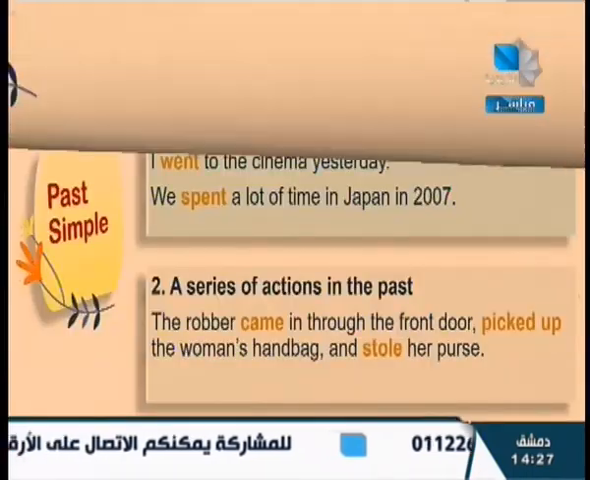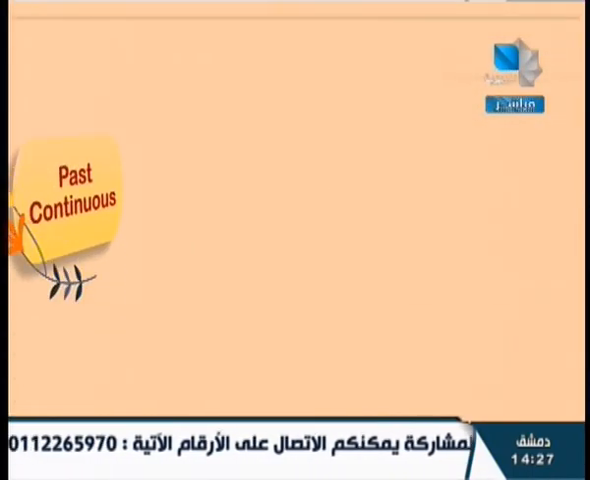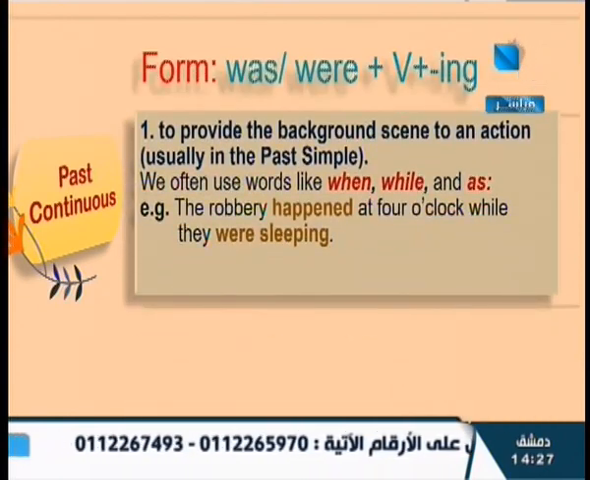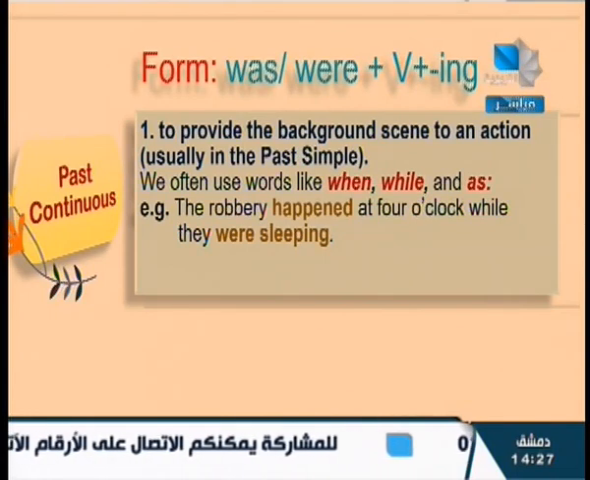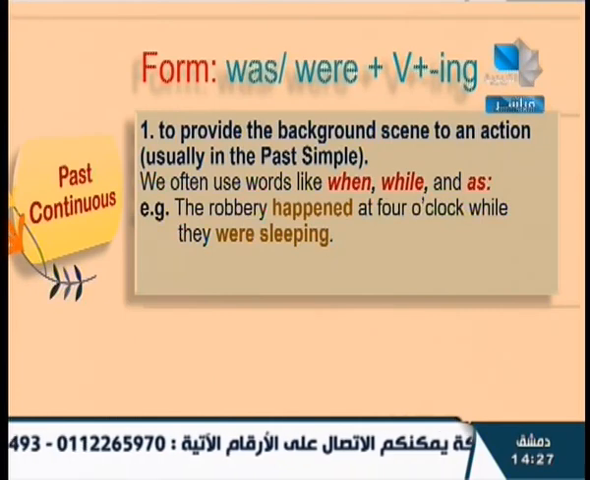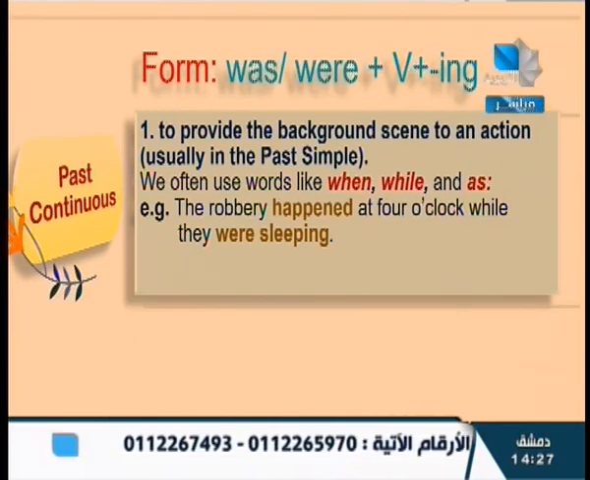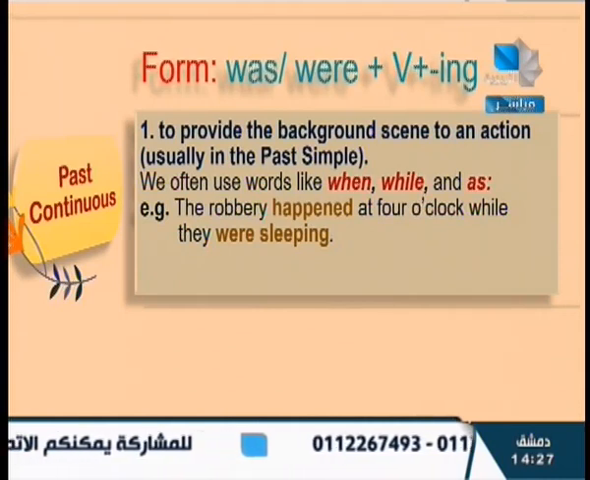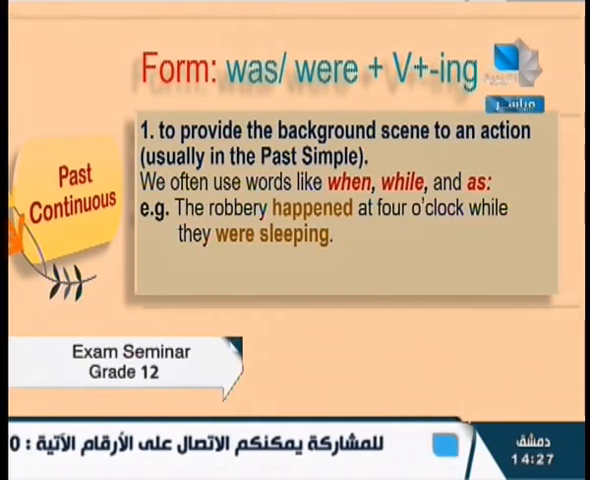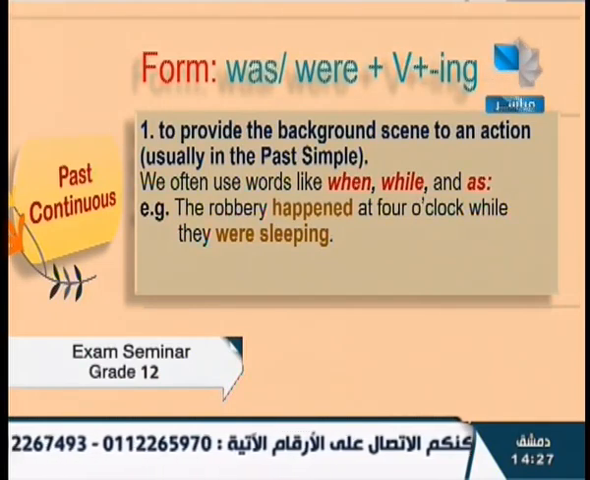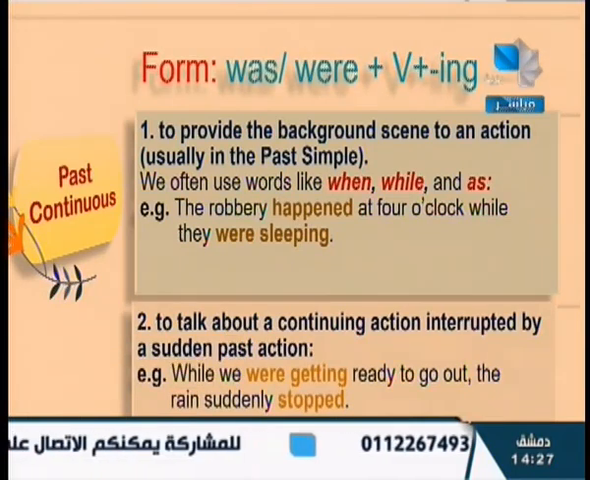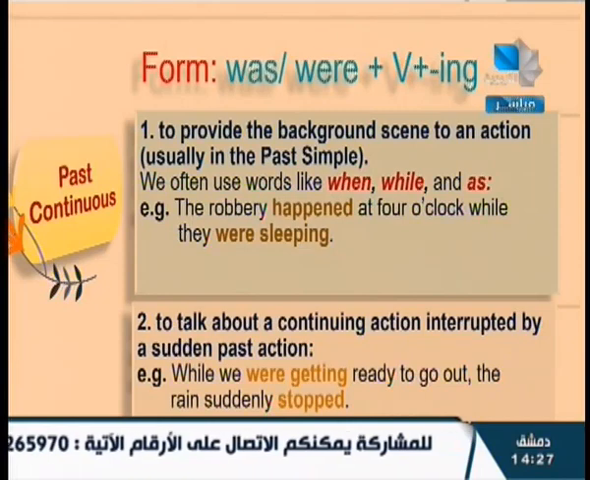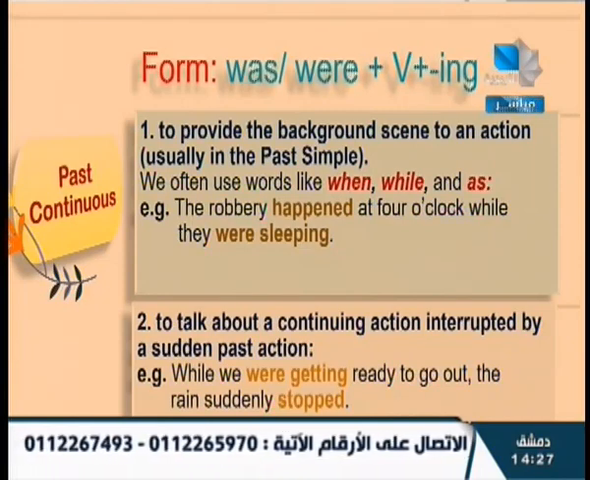Now we're going to talk about the past continuous tense. For the form, we use was or were plus the verb adding ing to the verb. We use the past continuous to provide the background scene to an action, usually in the past simple. We often use words like when, while, and as. Example, the robbery happened at 4 o'clock while they were sleeping. We also use the past continuous to talk about a continuing action interrupted by a sudden past action. Example, while we were getting ready to go out, the rain suddenly stopped.